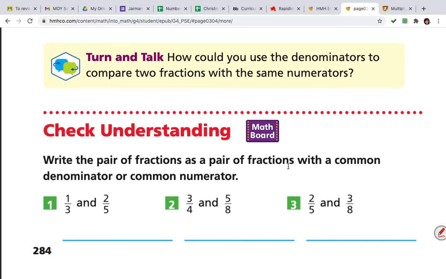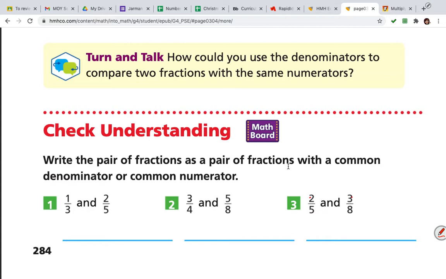So it says, write the pair of fractions as a pair of fractions with a common denominator or common numerator. So you get to pick. I like the denominator. I like to change the bottom number. It's easier for me. Sometimes the top numbers are lower and we can make them smaller. Like this one, 2 and 3, we might want to make it 6.